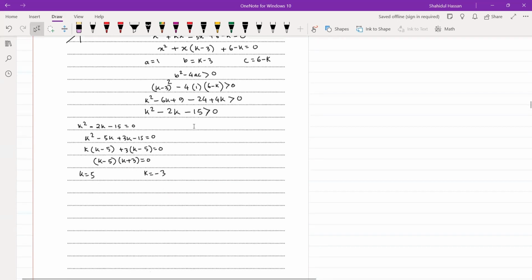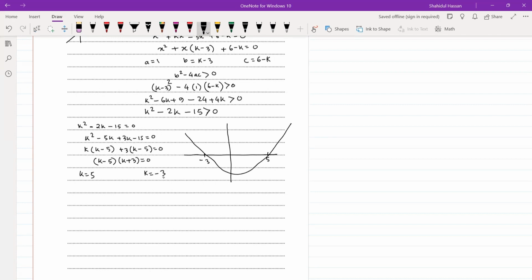We were solving a quadratic inequality. The answers cannot be given in equal sign. So now what do we do? Now we draw a graph. We sketch a graph. k equals to 5 and k equals to minus 3. The k square coefficient is positive, so this should be a smile face like this.